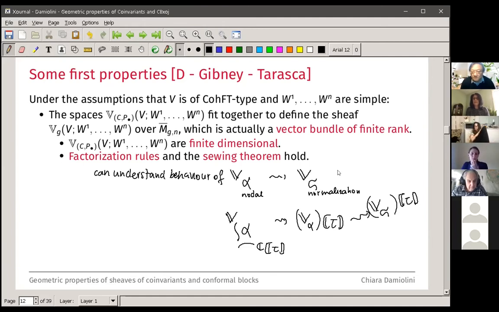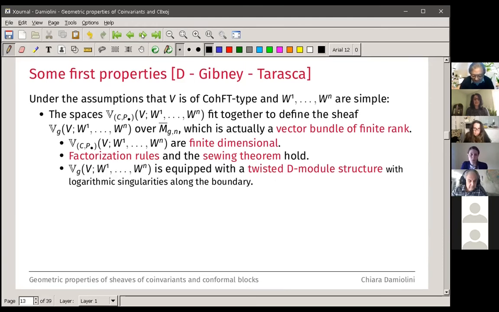And here we really need both. So we need, first of all, finite dimensionality to conclude the factorization rules, and we need rationality to state the precise theorem, which I will not say today, but it's essential for the proof that they are finite dimensional, they are vector bundles. And a crucial ingredient is the fact that these spaces are equipped with a projective connection on M_{g,n}. And actually, you can describe also how the connection is on the boundary. There are some logarithmic singularities there.